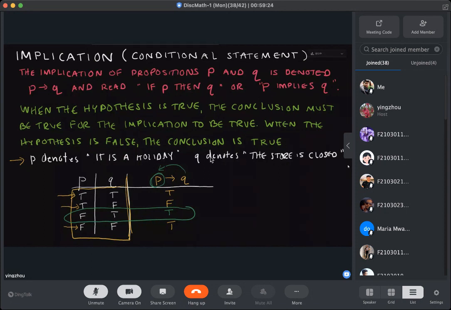So if the hypothesis P of our implication is false, then it doesn't tell us anything at all about the conclusion Q. So essentially, if your hypothesis is false, as it is in my bottom two rows, then the truth value of an implication, no matter what Q is, is going to be true.